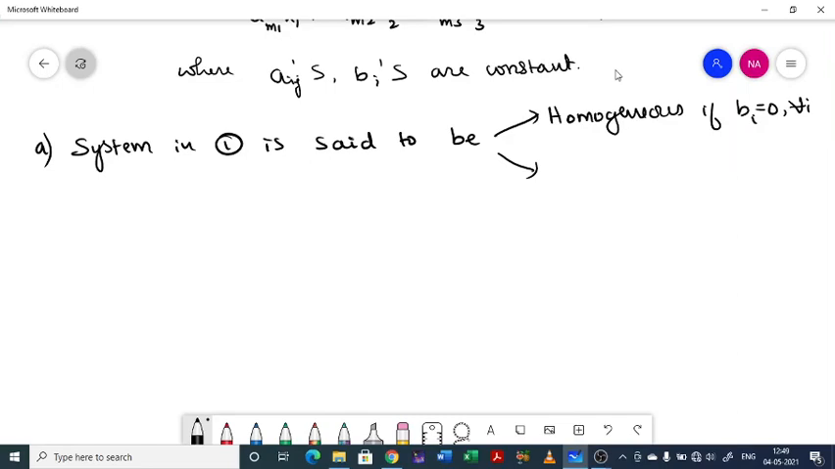Then we call that a system of homogeneous linear equations, or we simply say that the given system of equations is homogeneous. Homogeneous means all the constants on the right hand side must be 0. If at least one constant on the right hand side is non-zero, then we can't call that a homogeneous system. So in such a case we get non-homogeneous. Equation 1 is said to be a non-homogeneous system of equations if bi is not equal to 0 for at least one i.